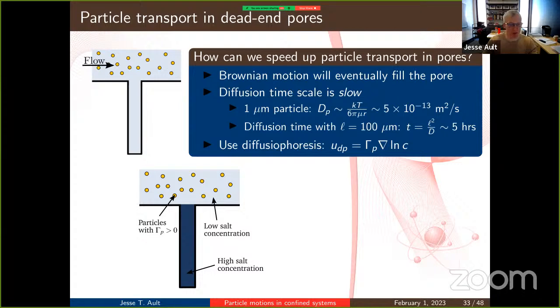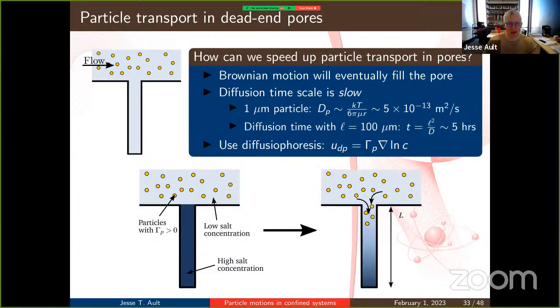So you can imagine an experiment where you fill a channel with salt, you flush a second solution containing particles past the pore, and what will happen is that salt will diffuse out of the pore, pulling particles in on a much faster time scale. It's much faster because this is related to the diffusion of the salt rather than the diffusion of the particles, and those have possibly 1,000 times higher diffusivity. And so you can have a 1,000 times increase in the speed of dragging particles in or out of a confined system using these effects.